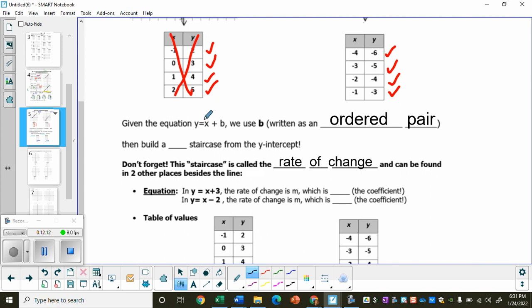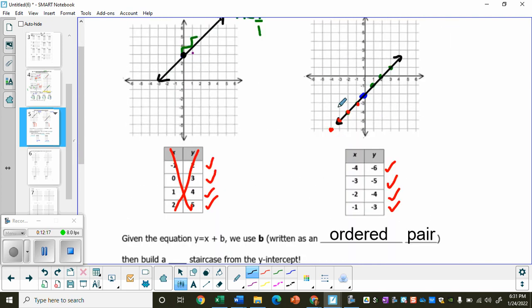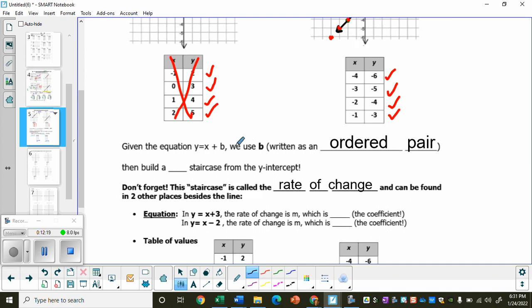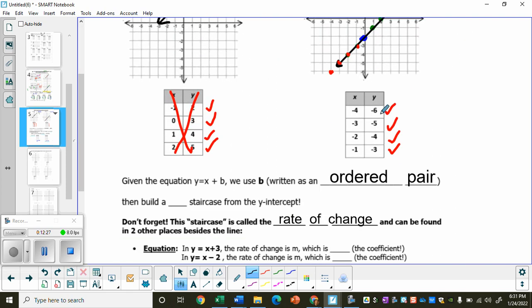All right, now I'm going to come down here and review what we just said. Given the equation y equals x plus b, which is x plus 3 or x minus 2, we use b written as an ordered pair. So the 3 is the ordered pair (0, 3). The -2 was the ordered pair (0, -2). We start there, and then we build a 1 over 1 staircase. This is what we did to just graph the line without the training wheels, okay?